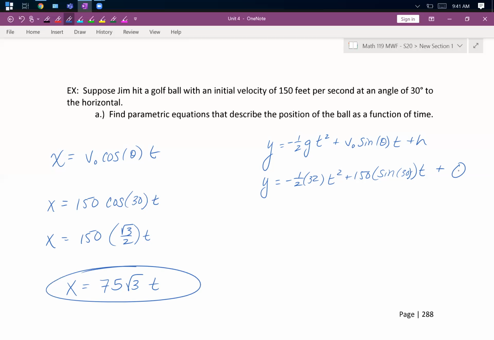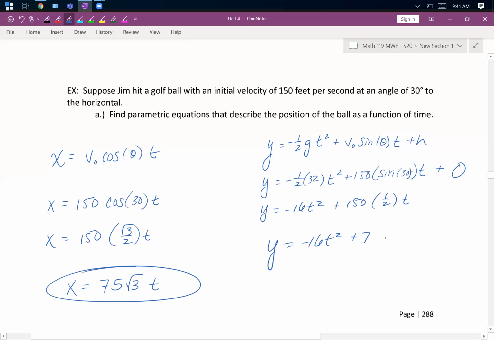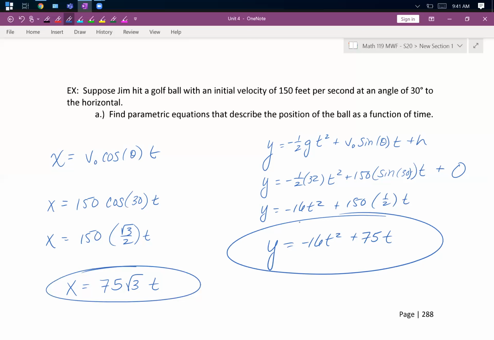And now we just clean this up. That's going to be negative 16t squared. This is 150 times a half t. Y equals negative 16t squared plus 75t. Any questions on coming up with the equation?